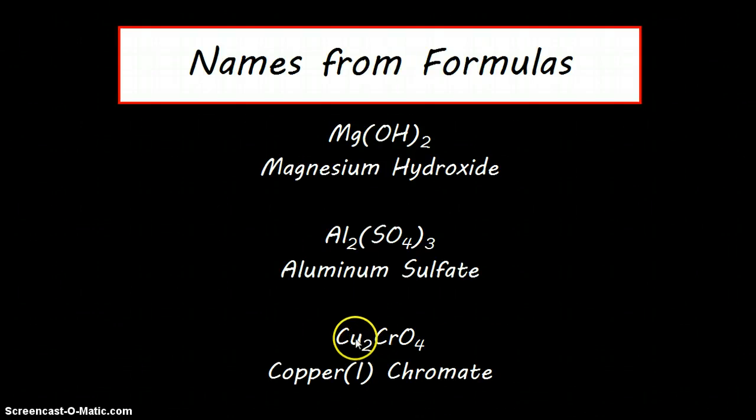So for example, this would be copper paired up with chromate. But we must remember that copper has 2 different charge possibilities. So because I have chromate, which actually had a -2 charge, and there are 2 coppers to cancel out the -2 charge, each of these coppers must have had a +1 charge. So the 2 +1s canceled out the -2. So because it's identified as a +1 charge, this is copper Roman numeral 1, or copper type 1 chromate.